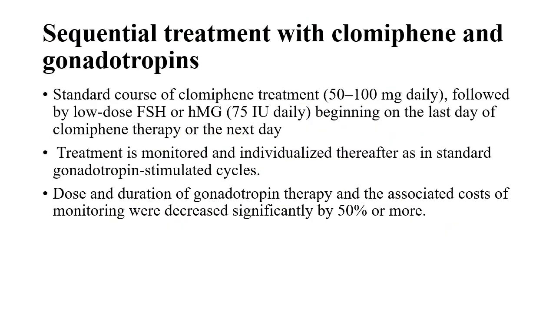Let's discuss one more regime, that is sequential treatment with clomiphene and then gonadotropin. In this cycle, we'll start clomiphene citrate at 50 or 100 milligrams daily, and then we'll follow it with gonadotropin treatment on the last day or the next day of the clomiphene treatment cycle. The main advantage is that the cost will be reduced by 50% or more. So basically, this regime is used for cost reduction, and the monitoring is the same as the standard gonadotropin stimulated cycle.